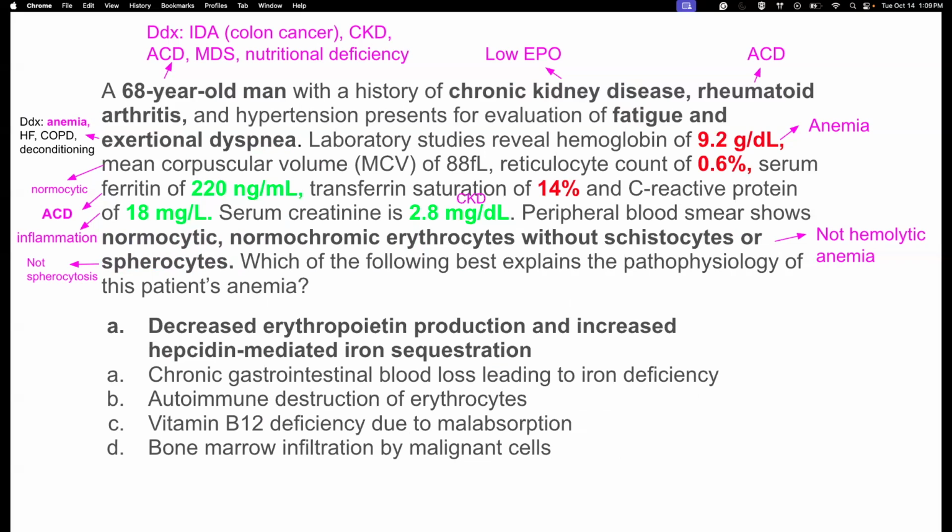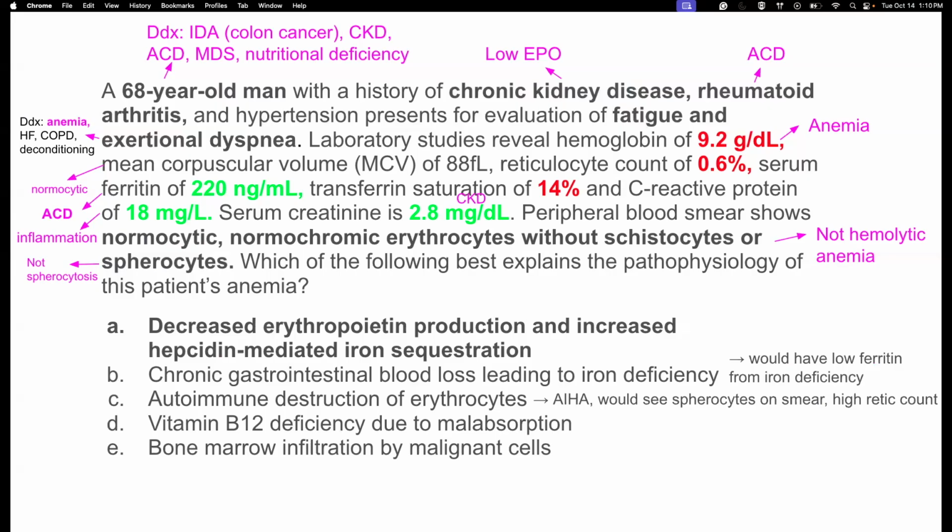What about answer B? Chronic GI blood loss leading to iron deficiency anemia. Again, maybe, but like we talked about, our ferritin is high normal. We would expect that to be low if this was an iron deficiency anemia, and we would also expect probably a hypochromic picture on the blood smear. So probably not this. What about autoimmune destruction of erythrocytes? This is talking about an autoimmune hemolytic anemia. If this were true, we would probably see spherocytes on blood smear. We might also see an elevated reticulocyte count as the body's trying to compensate for this anemia. However, this is complicated for this patient because of the CKD, which we know will suppress red blood cell production at baseline.